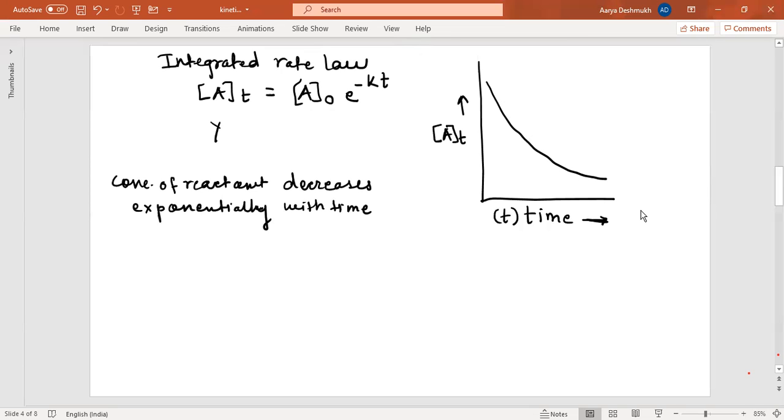So it has some concentration at this point at 0 time. But as the time increases in this direction, this curve shows that there is a decline in the concentration. So this is the second way, another way of representing the integrated rate law. Now this third one, we'll go to the next one.